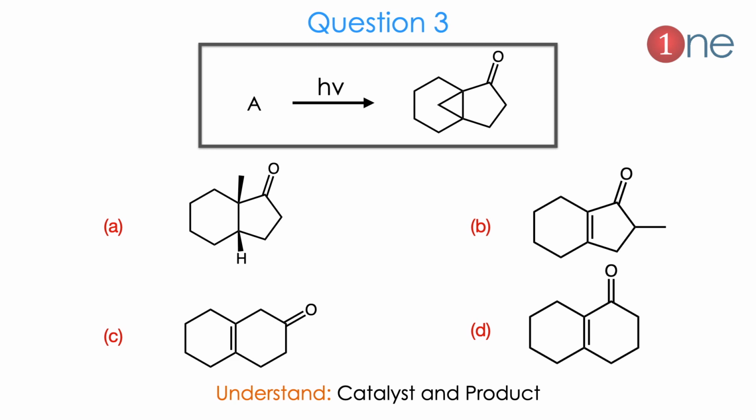Then question number 3. They are asking you to guess the starting material, and the product is a bridged carbon with a 5-member and 6-member ring and a carbonyl on one side. Here the catalyst is important, which is light, so it is a photochemical reaction. There are 4 starting material possibilities, 5-member and 6-member. The position of the methyl groups also differs and the double bond differs. Let us see how the answer proceeds.